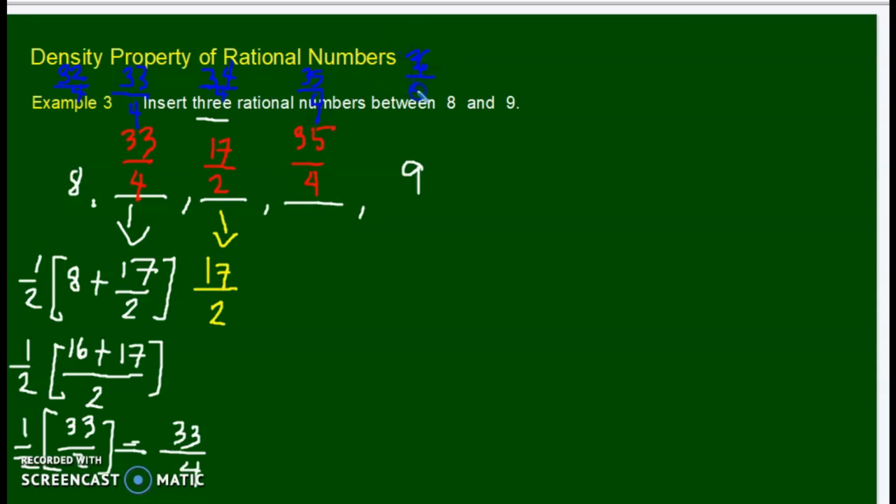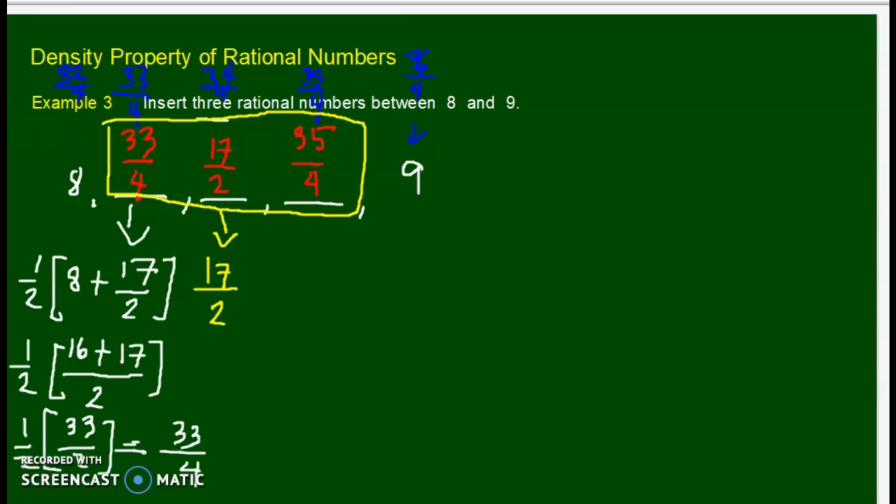36 over 4. Is 36 over 4 9? Yes, so that means our answer would be 33 over 4, 17 halves, and 35 over 4. Okay? Ngayon, ang sabi natin kanina, balik tayo dun sa second rule. Sa second rule daw kasi, kung mag-insert ka ng 2 or more rational numbers equidistant between the two given rational numbers, instead of doing the averaging, you can still do something.